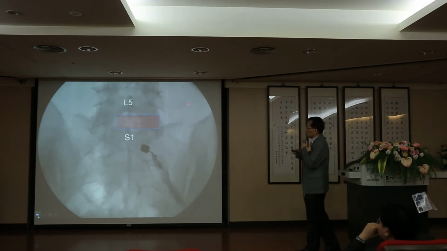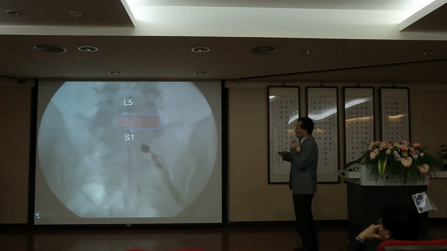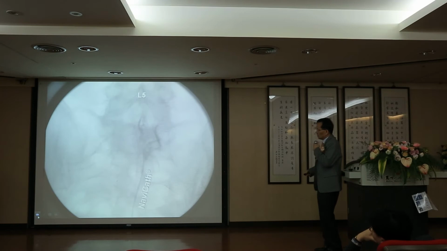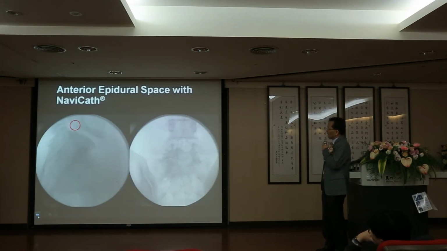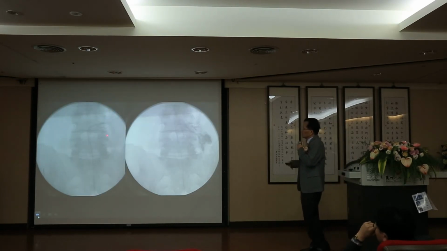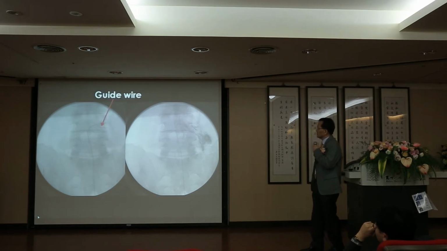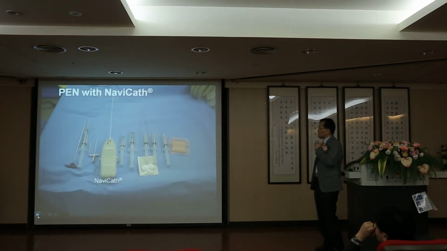So we did another injection here. It cannot spread easily here. So we did Revicare around here and treat them. We can sometimes introduce to the anterior area, sometimes use a catheter here. This is my set of Revicare.